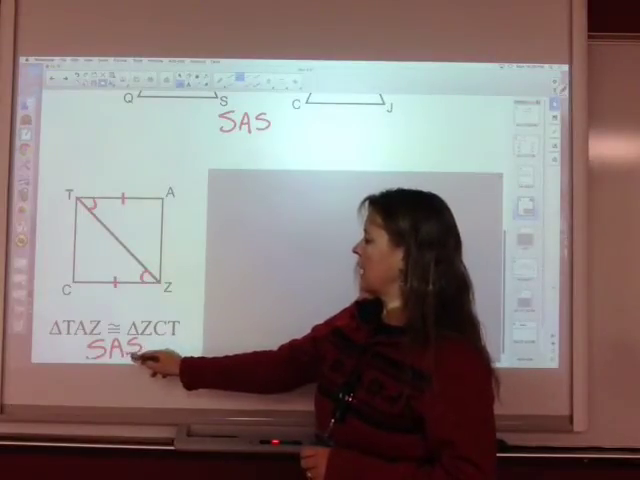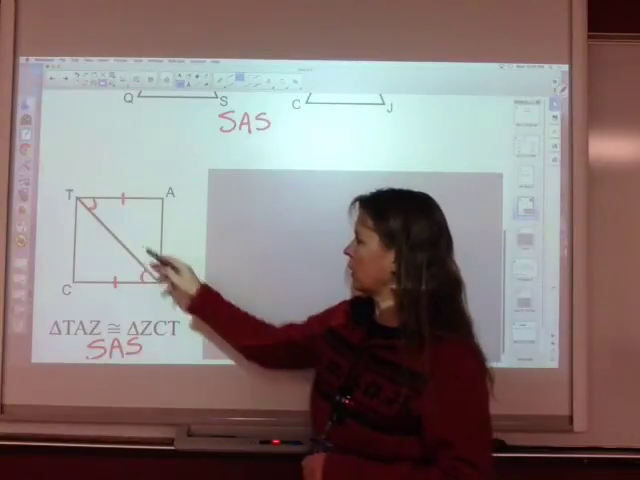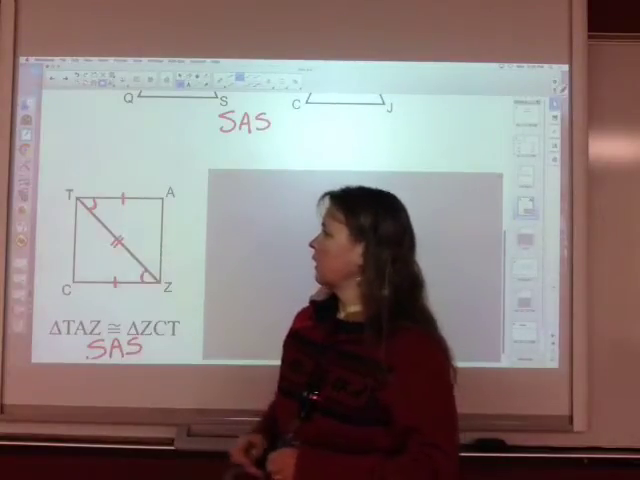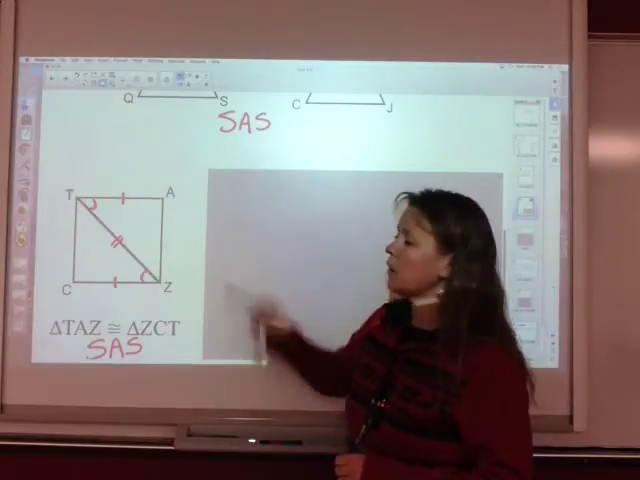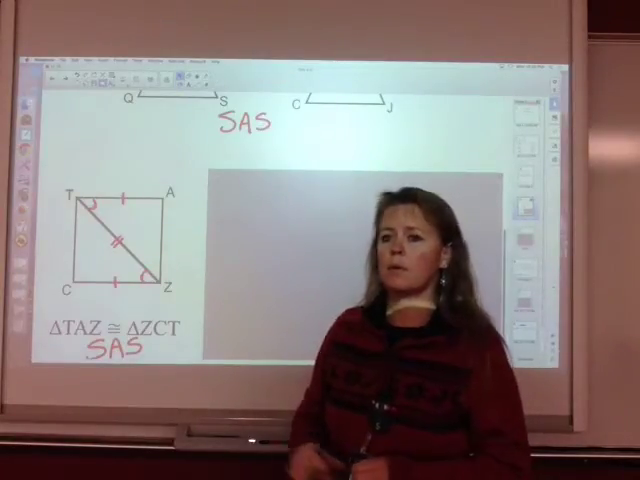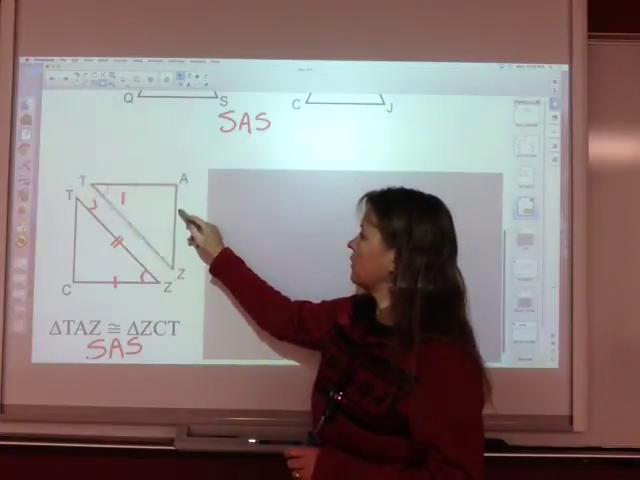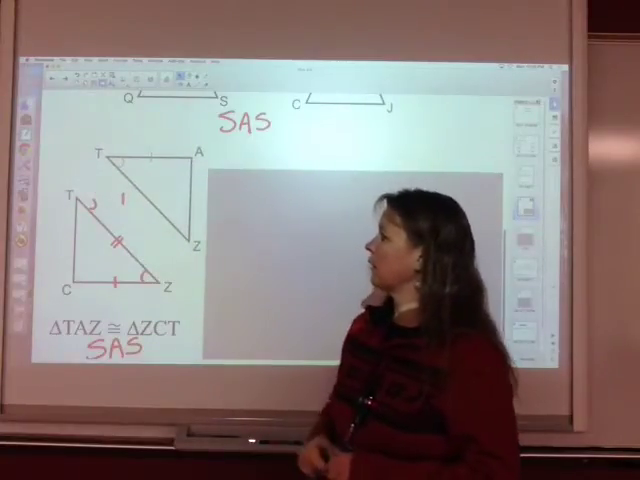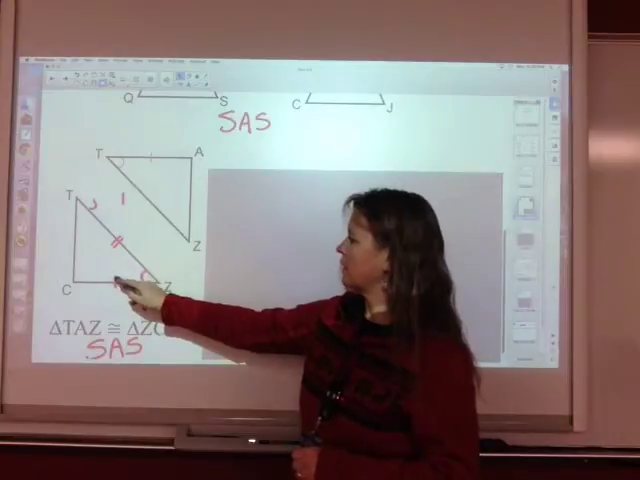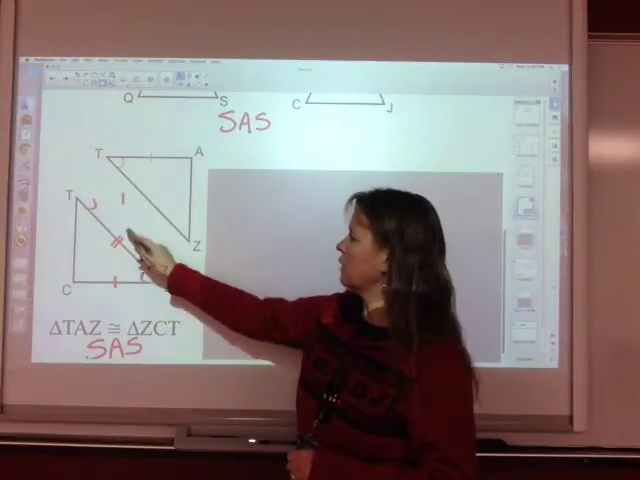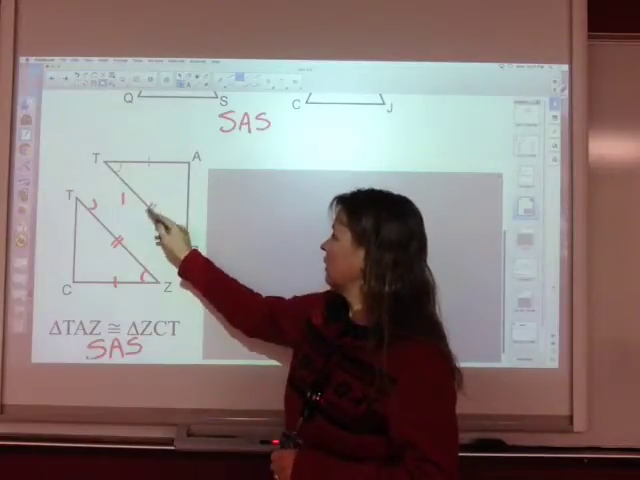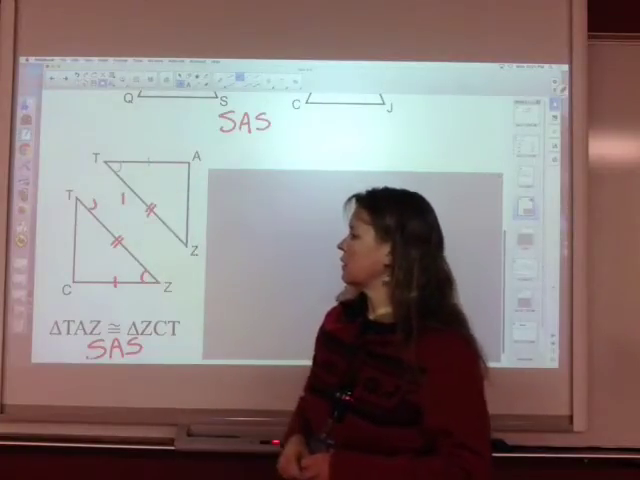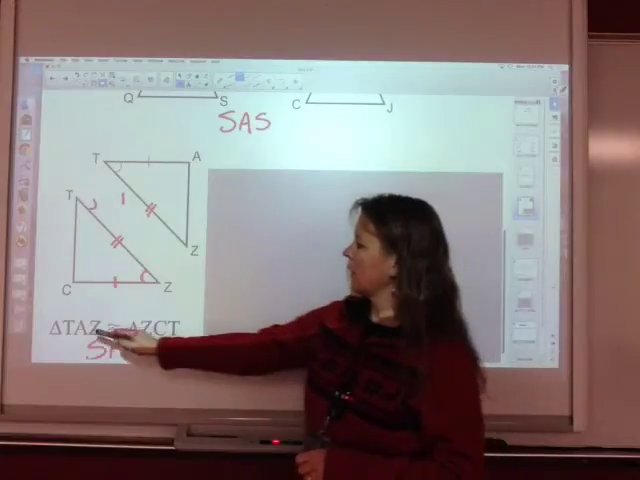Do we have a third side, and is the angle going to be included? Yes, it looks like we have the third side by the reflexive property, but you may want to check. Does it work on both triangles? And if it helps, separate your triangles. Draw them separately. On this one, we have side, included angle, side. Up here, we have side, included angle, side. Side angle, side.